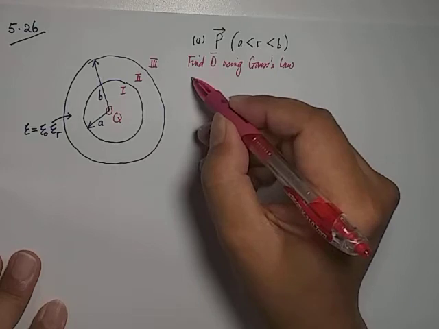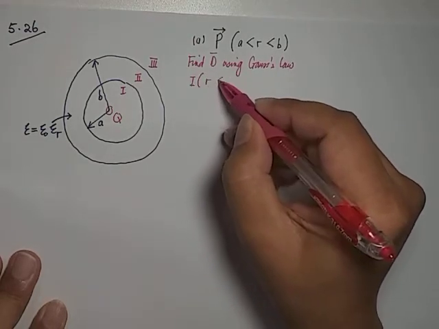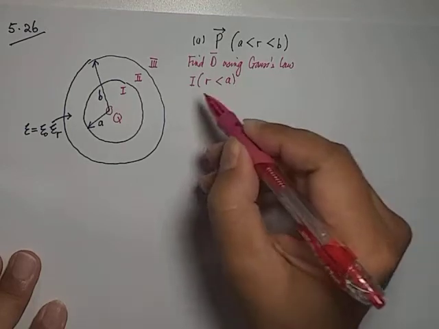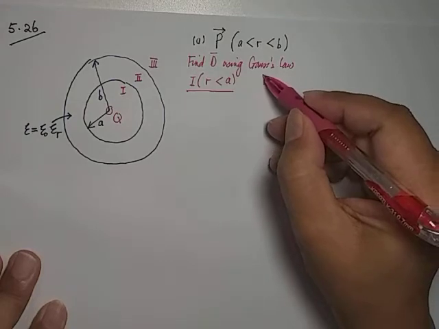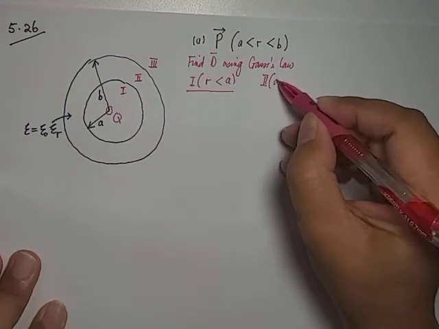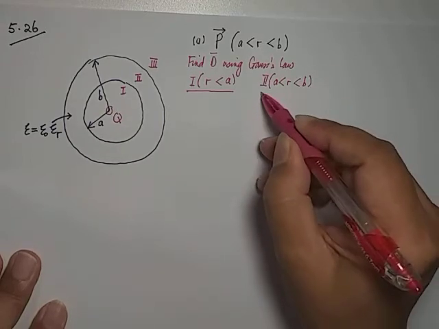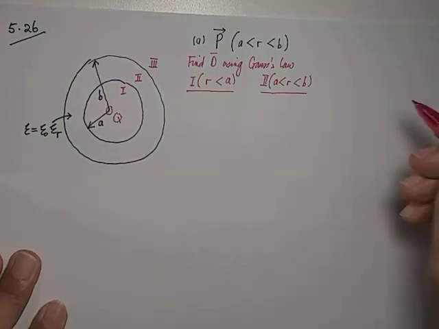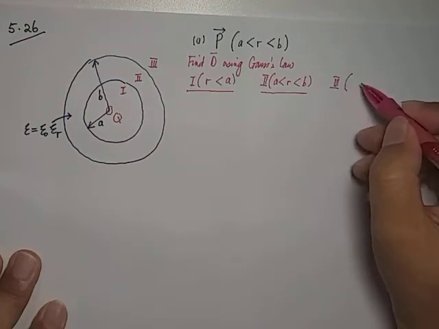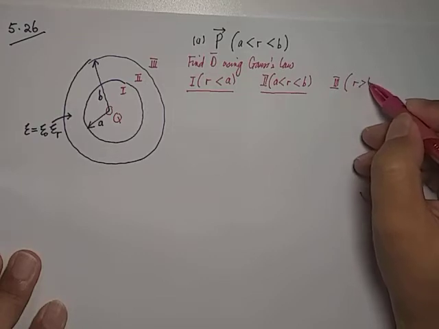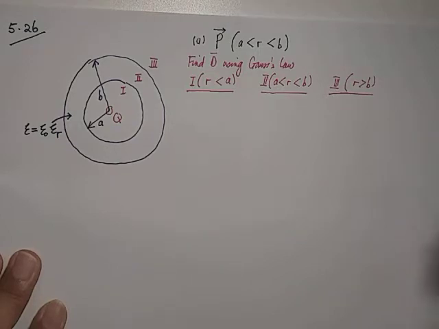So I'm going to state now region number 1, which is constant for r smaller than a. That should be our region number 1. Region number 2, which is a smaller than r smaller than b. That should be our region number 2. And for region number 3, as you can see from our diagram, should be r greater than b. Okay, that should be three distinct regions of interest.